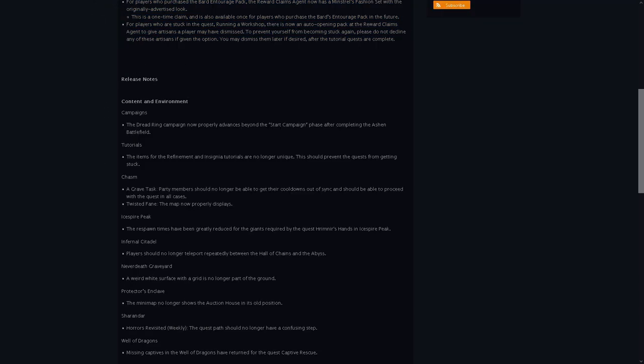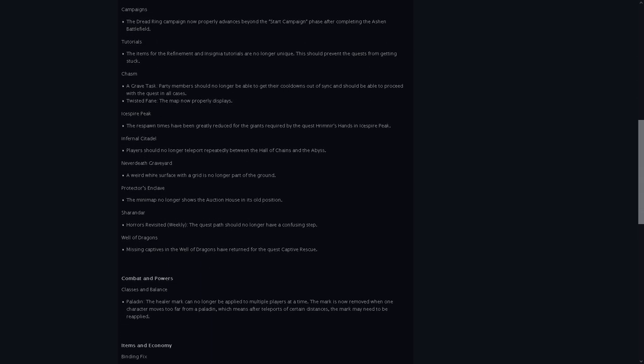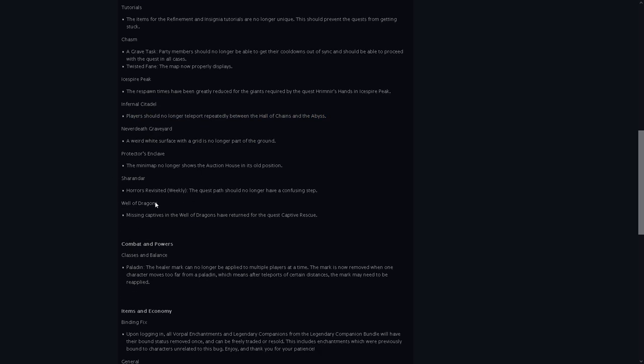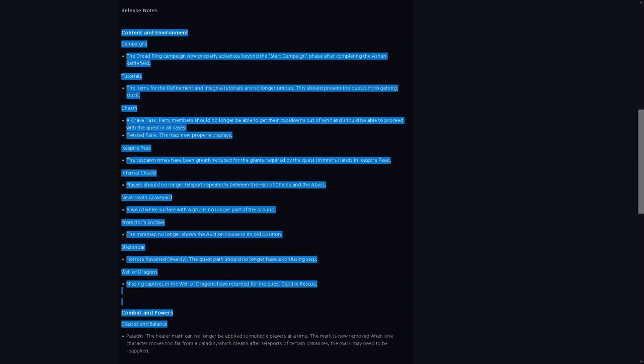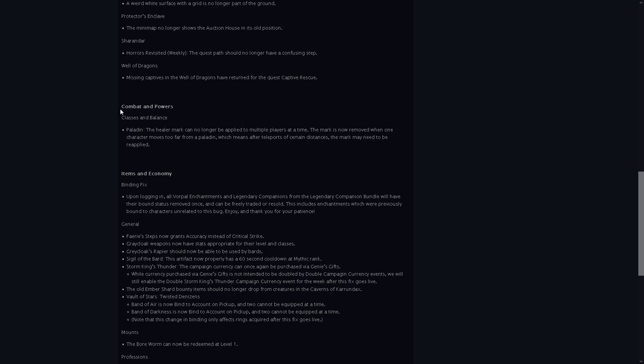About the content and environment notes, I'm going to totally skip this. There are various fixes to Icepire Peak. Infernal Citadel also had a bug where players should no longer teleport repeatedly between the Hall of Chains and the Abyss, which was highly annoying to some players. And we have some minimaps and various fixes. So I'm going to totally skip this part of content and environment and switch directly to combat and powers.